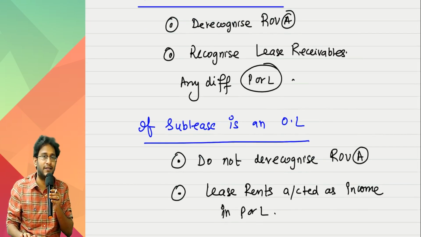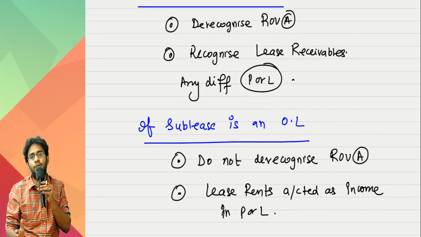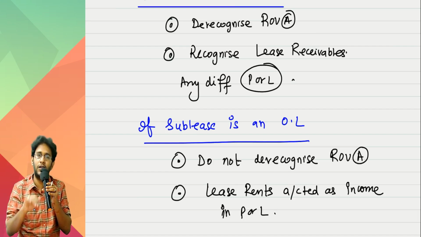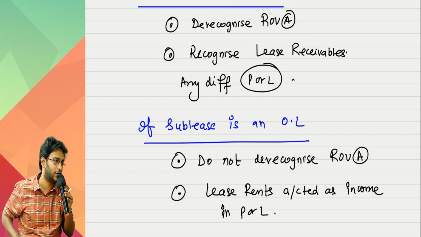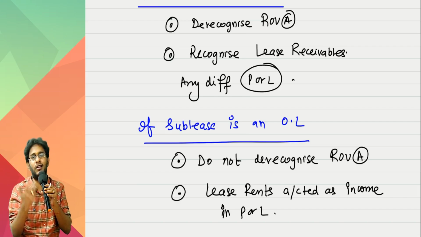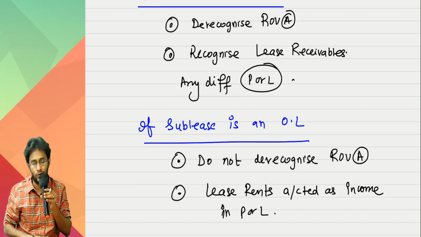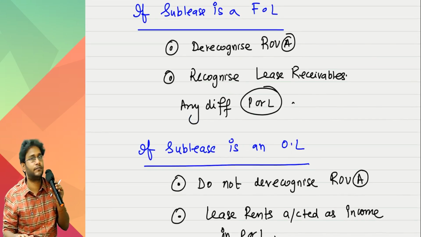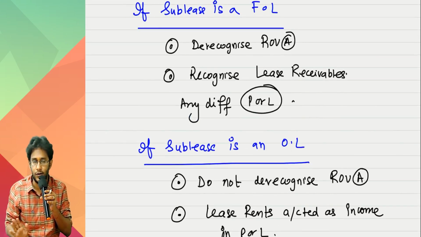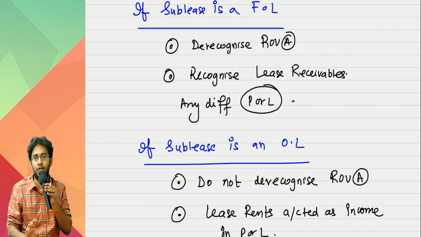What will the sublessee do? He will do whatever is required as per Ind AS 116, which means he will capitalize his own ROU asset based on his own lease liability. The original lessor will do whatever 116 asks him to do. That is the treatment for the middle party. Clear, sir? Easy only. On this, big numerical questions are not there.